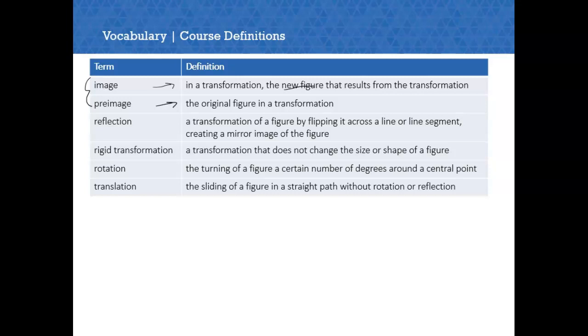We have different types of transformations. We have a reflection, a rotation, and a translation. So before we go into those three, let's talk about what a transformation is. A rigid transformation is a transformation that does not change the size or shape of a figure. So we're going to be moving figures around.